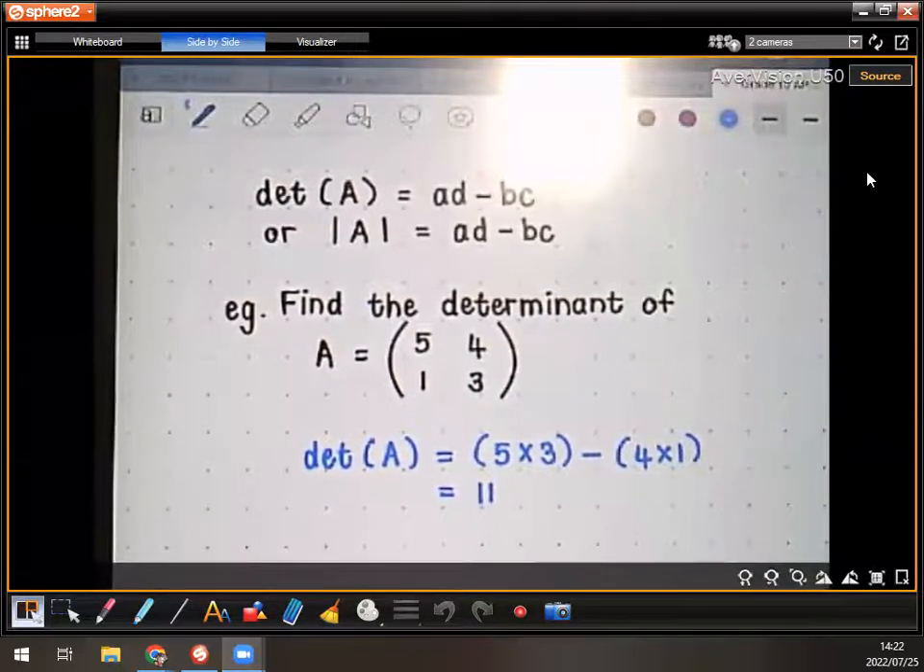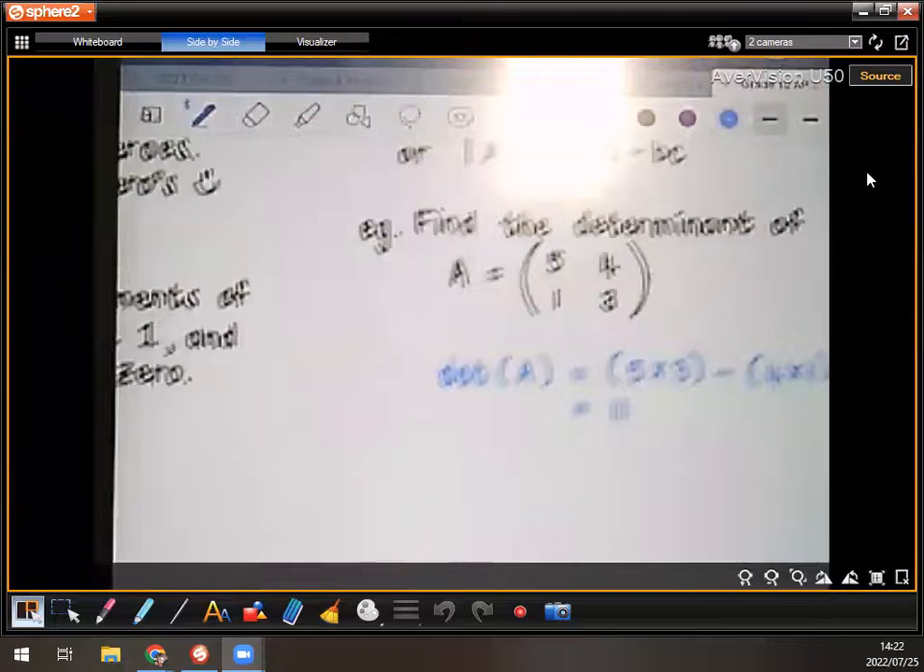All fine? That's it. No, we just do lots of these examples. Okay, next up.